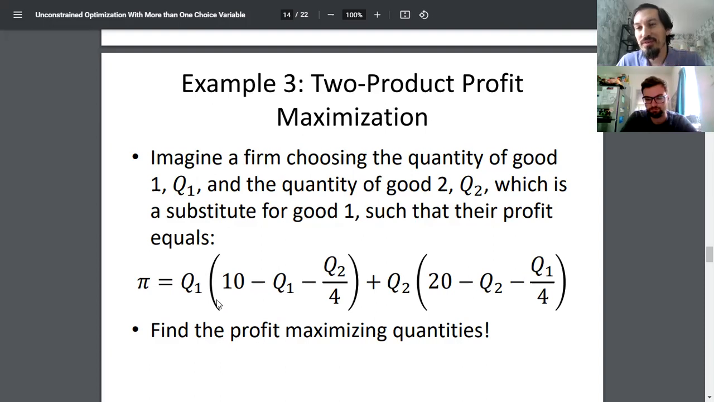That's the intuition for this formula, but really you can solve it just using math. And that's what I would like to do today because I think we have some time. This is just one more example of an unconstrained maximization problem.